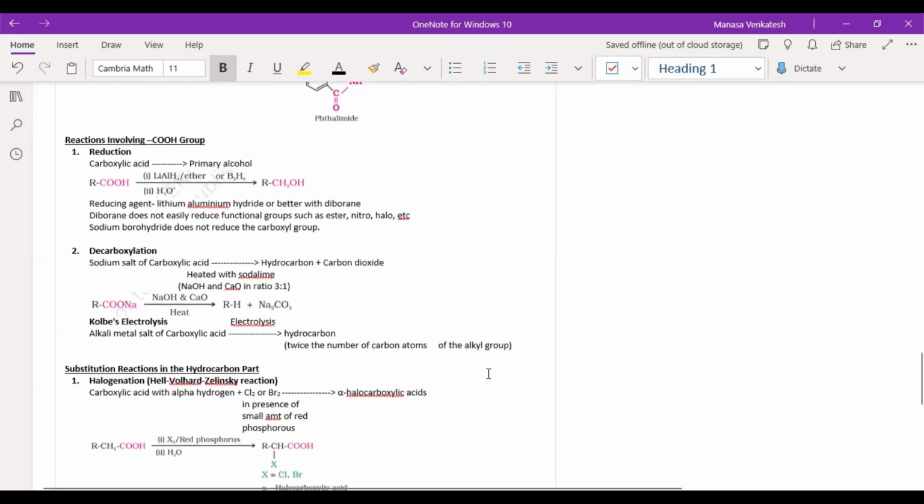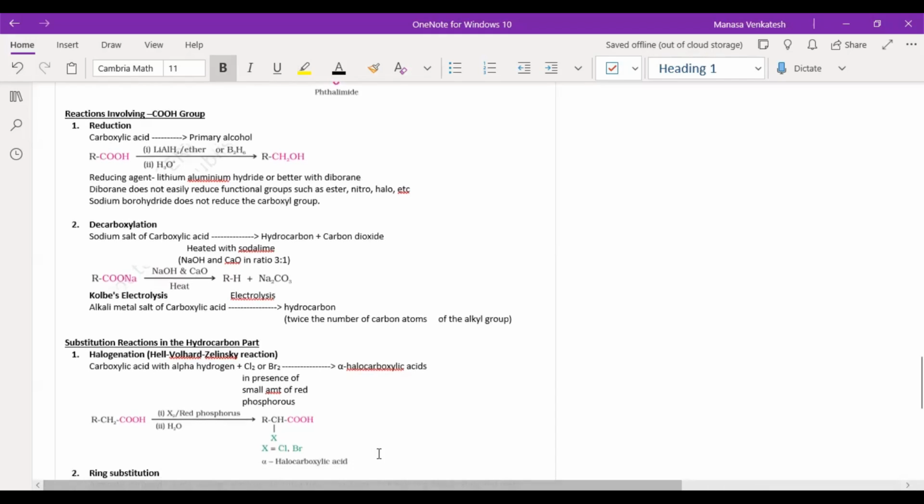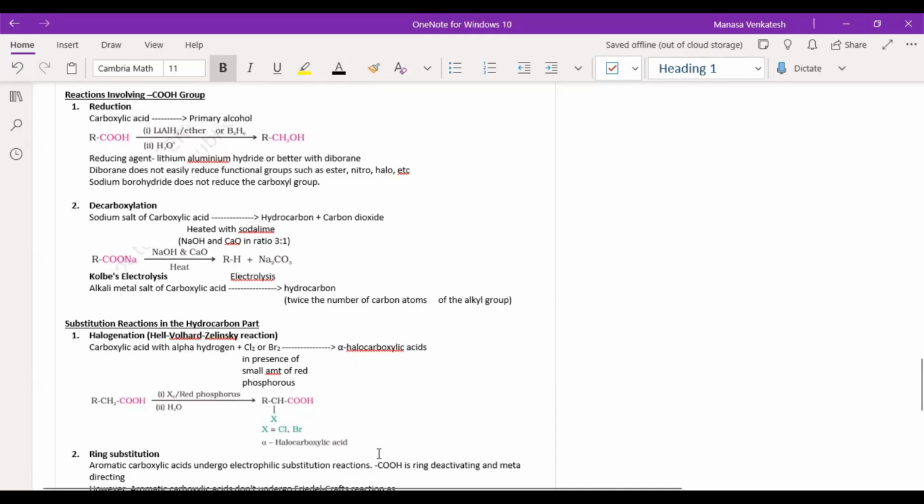The next one is substitution reactions in the hydrocarbon part. The reaction is halogenation, and it's also called the Hell-Volhard-Zelinsky reaction. When you have a carboxylic acid with an alpha hydrogen, and it reacts with chlorine or bromine in the presence of a small amount of red phosphorus, it leads to the formation of alpha halocarboxylic acid. This is the alpha carbon, and the hydrogen attached to it is the alpha hydrogen. This hydrogen is going to get kicked out and the halogen atom is going to come in, and that's your alpha halocarboxylic acid. The reaction takes place in the presence of red phosphorus.